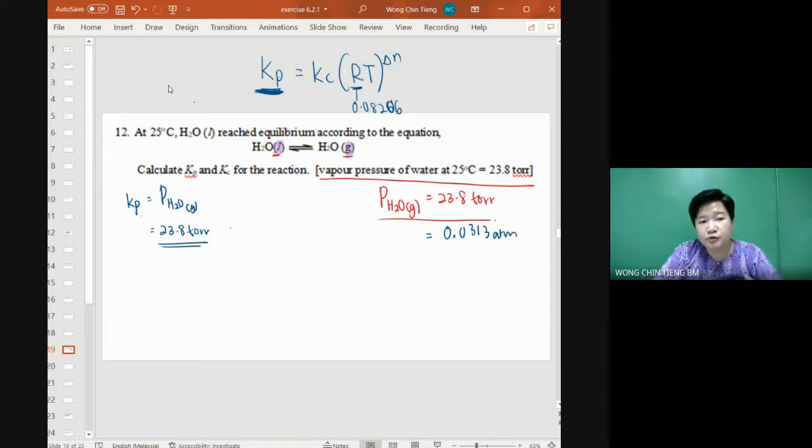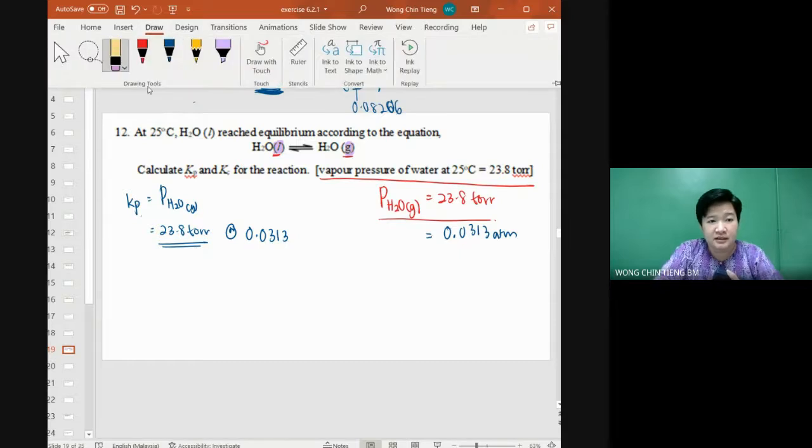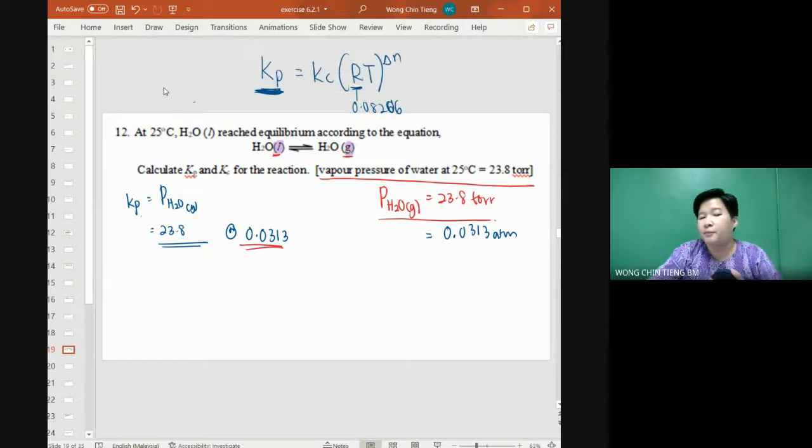So, KP value dua-dua saya terima sebagai jawapan. Untuk KP saya terima dua-dua. Tak ada masalah. Tak ada unit lah. KP tak ada unit. In our syllabus, KP tak ada unit. Okay. Untuk KP, dua-dua jawapan ni saya terima. Tapi untuk KC, kita hanya boleh pilih yang ATM sahaja.